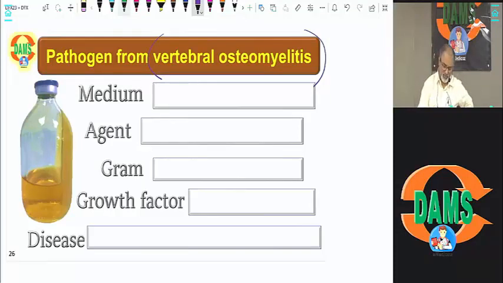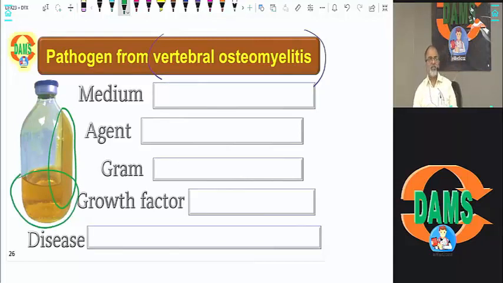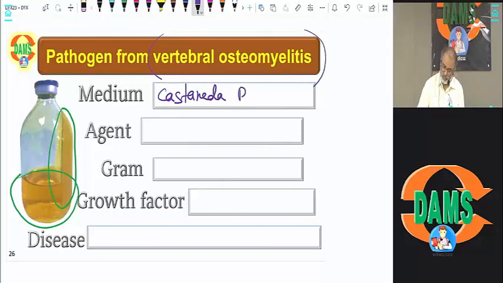What is the name of the medium? This is solid, this is liquid. It has both phases. Biphasic medium. What is the name of the biphasic medium? Castaneda biphasic medium. Mainly used for brucellosis, Brucella.